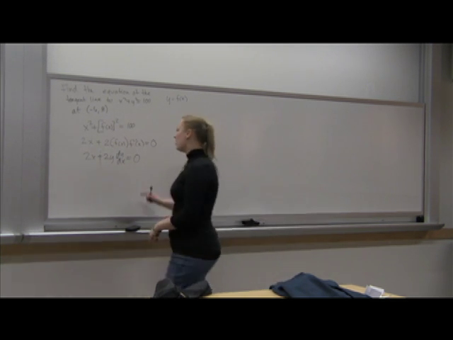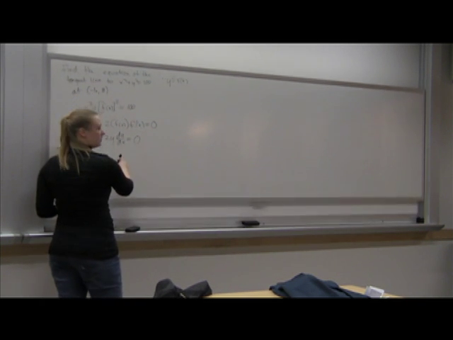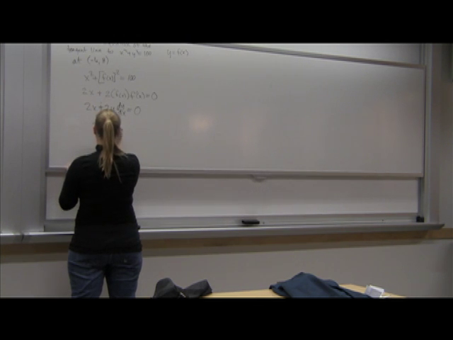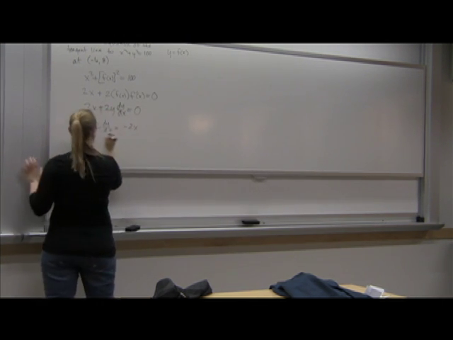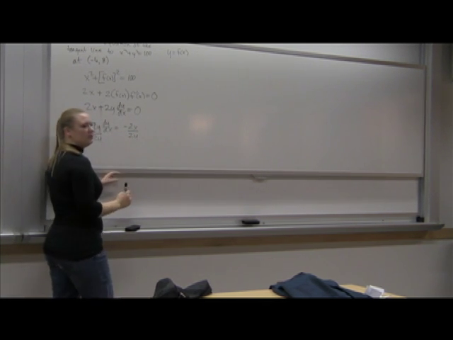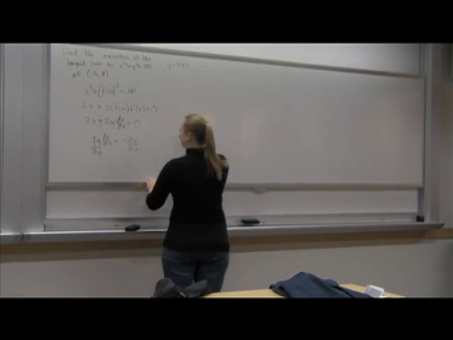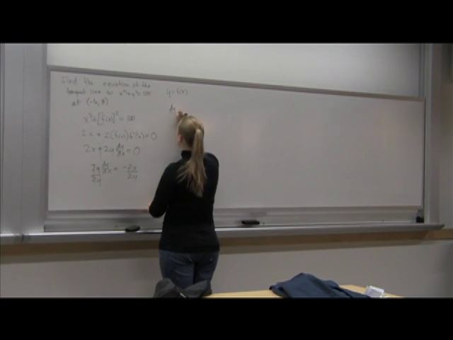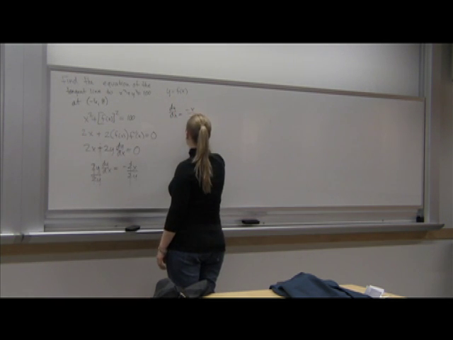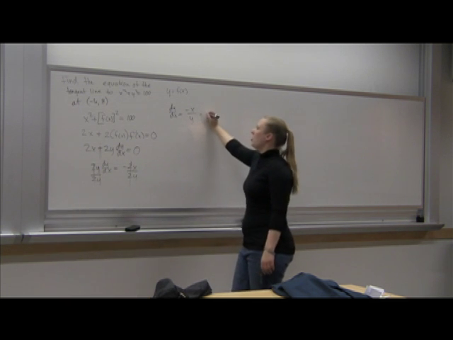Ready? We're going to solve for dy dx. So I'm going to divide by 2y, 2y divided by 2y. You guys paying attention or just goofing off? A little bit of both. Okay, as long as you're having a good time. This is going to cancel. Negative x over y. This is my slope.